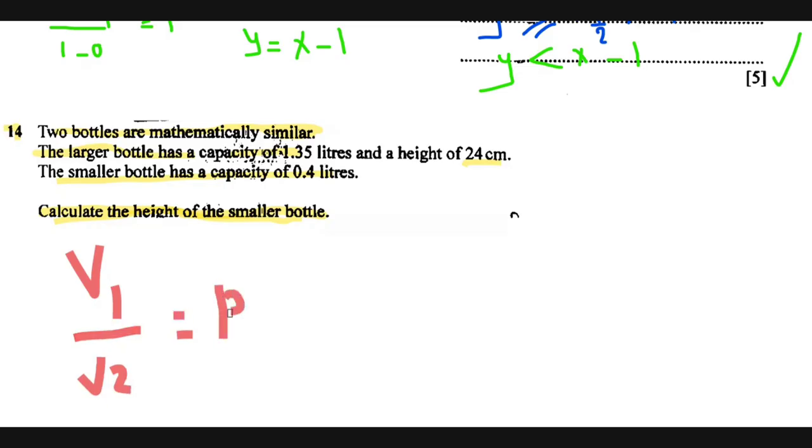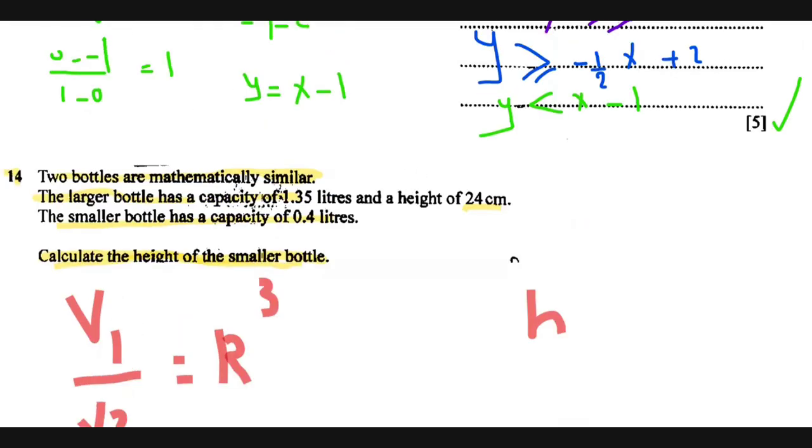So we have the volume 1 over volume 2 equal to k cubed. And remember, height 1 over height 2 is equal to k. So we are going to get the value of k and get height 2.